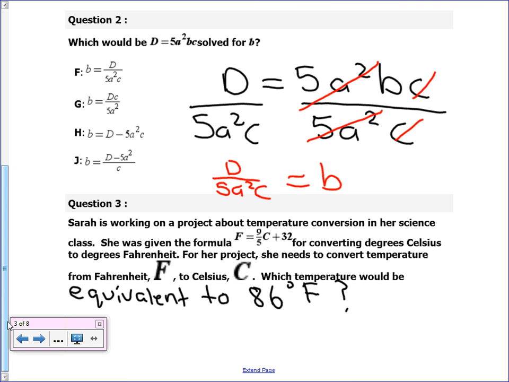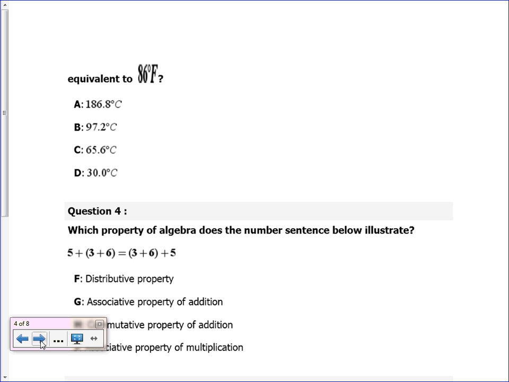We have here Sarah's working on a project about temperature conversion in her science class, and she's given the formula: Fahrenheit is equal to 9/5 Celsius plus 32 for converting degrees Celsius to degrees Fahrenheit. Now, for her project, she needs to convert temperature from Fahrenheit to Celsius, and they want to know which temperature would be equivalent to 86 degrees Fahrenheit. Now let's go ahead and look at our choices here.